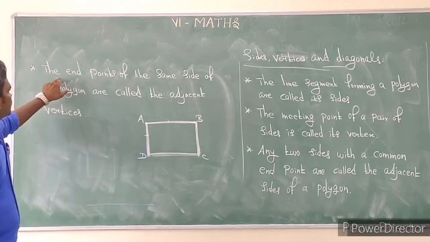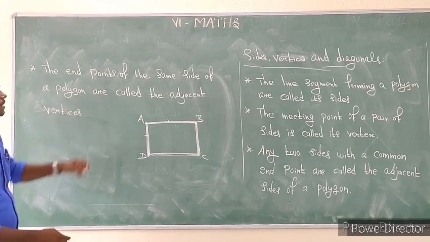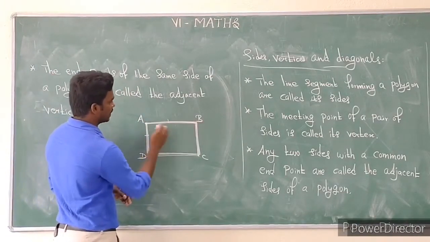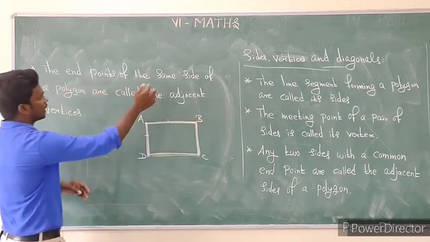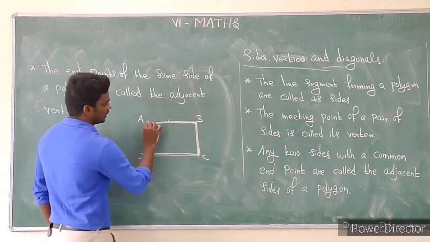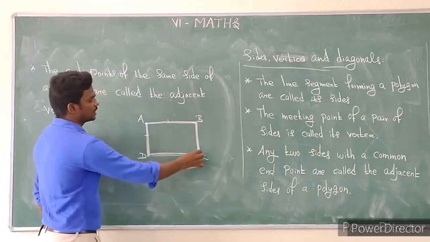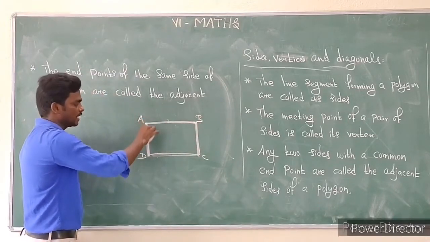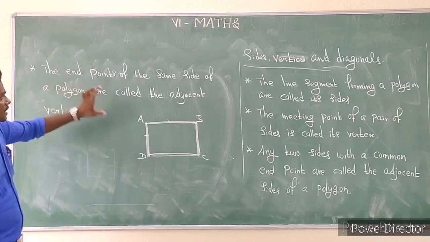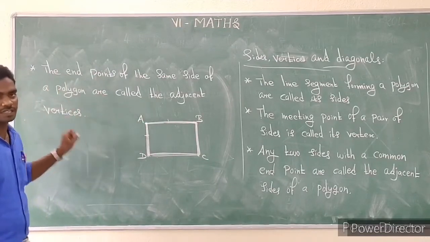Next, the fourth one. The end points of the same side of the polygon. Which is the same side of the polygon? AB is one side. What are the end points here? A and B. The end points of the same side of the polygon are called adjacent vertices. So A and B are adjacent vertices. Next, B and C are also adjacent vertices. C and D are adjacent vertices. And A and B are a pair of adjacent vertices. The end points of the same side of a polygon are called the adjacent vertices.